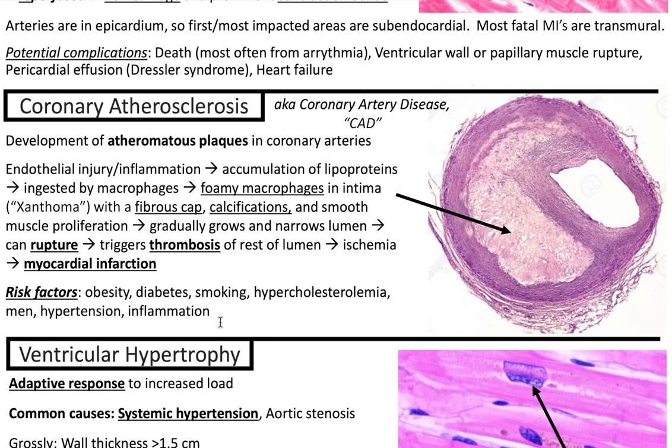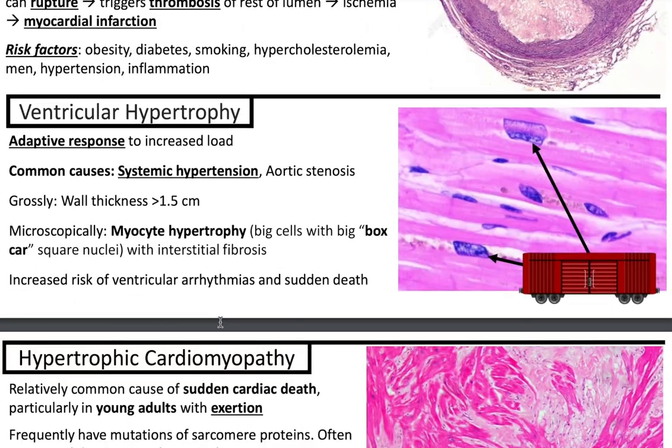Risk factors include obesity, diabetes, smoking, hypercholesterolemia, male gender, hypertension, inflammation. Ventricular hypertrophy, adaptive response to increased load. Common cause includes hypertension. Microscopically, you'll see these boxcar-like nuclei from myocyte hypertrophy.